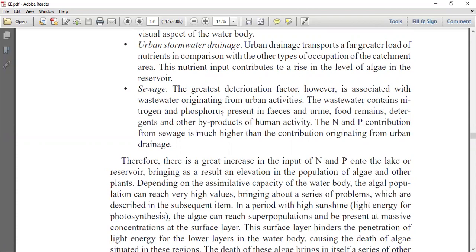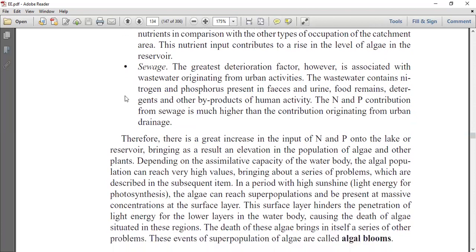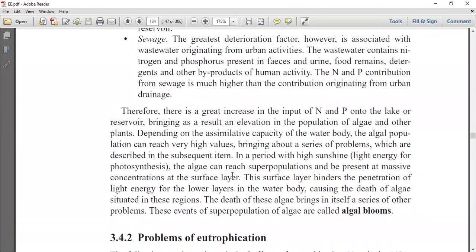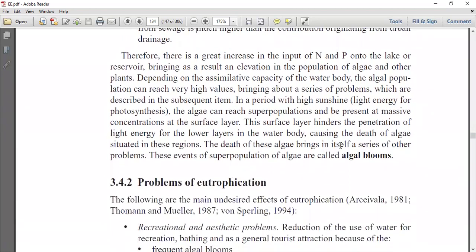This surface hinders the penetration of the light energy to the lower layers in the water body, causing the death of the algae situated in this region. The death of this algae brings itself a series of other problems. The events of the superpopulation of algae are called algae blooms.